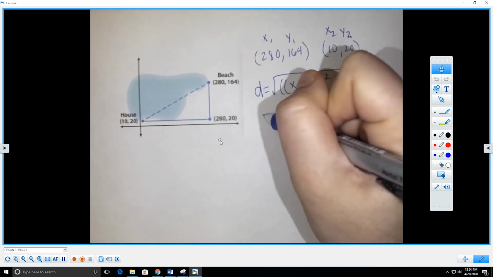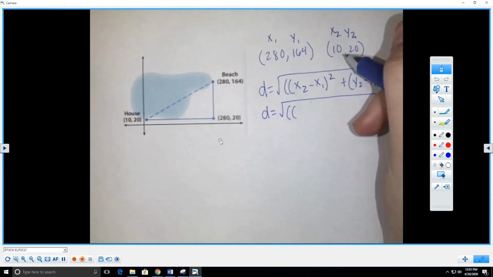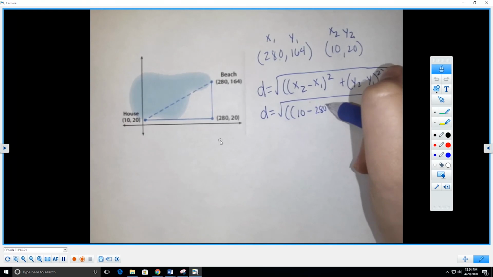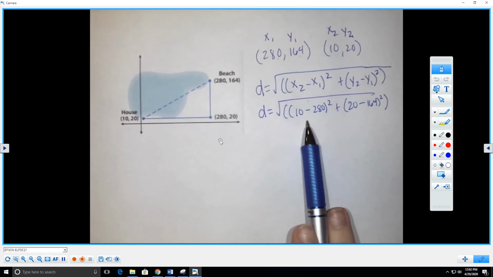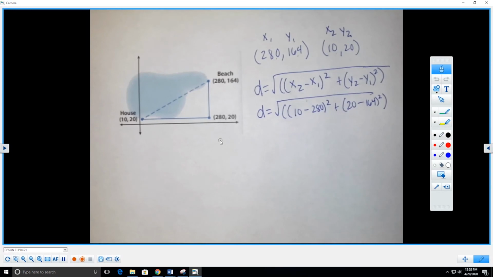Okay, so now let's plug in our values. So x2 is 10, minus x1 is 280 squared plus y2 is 20 minus y1, 164 squared. Now remember the order of operations like before. In this case, you're going to subtract these numbers first because of my parentheses around them.